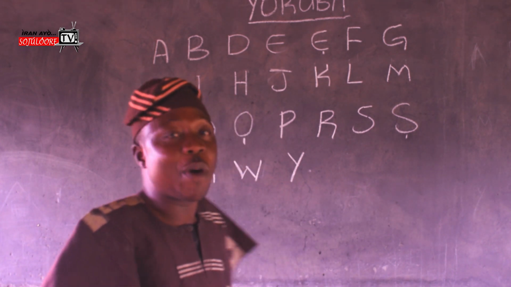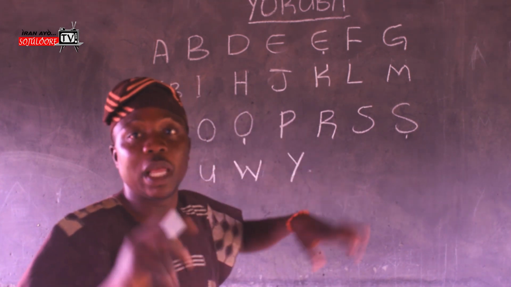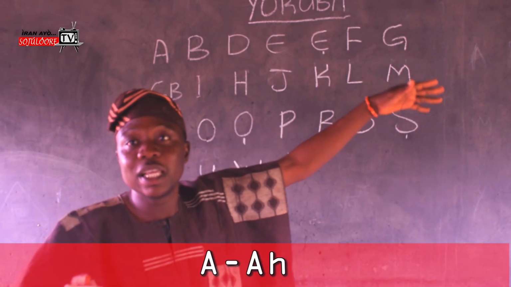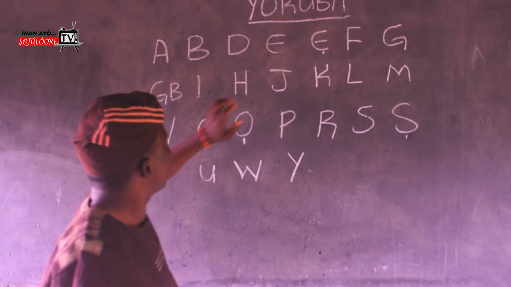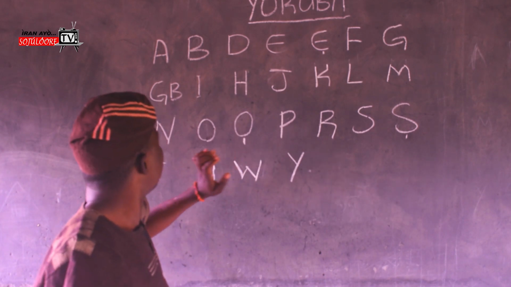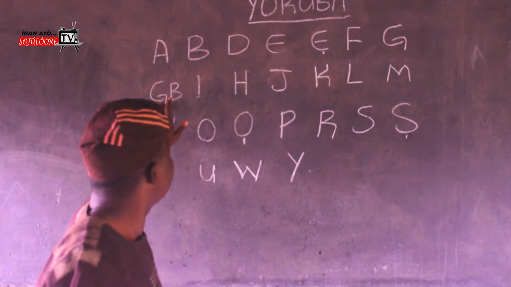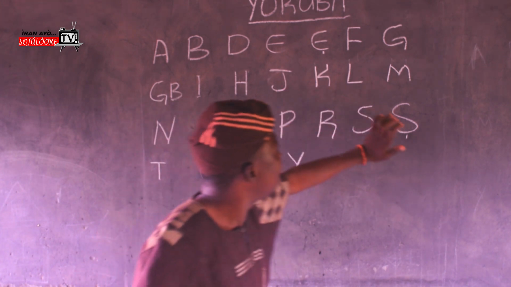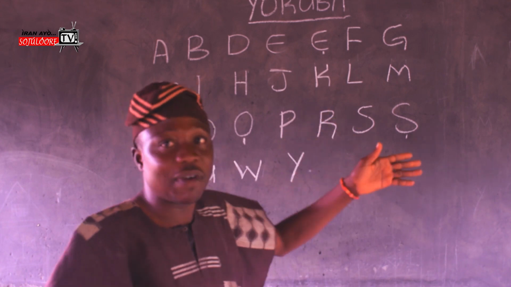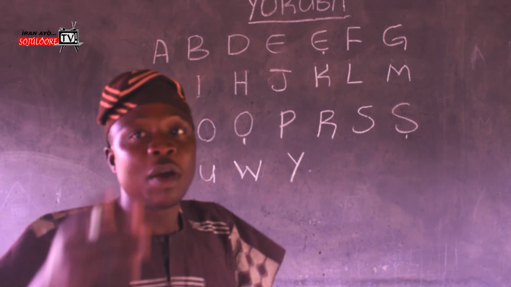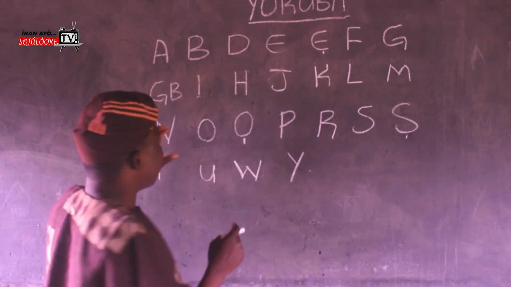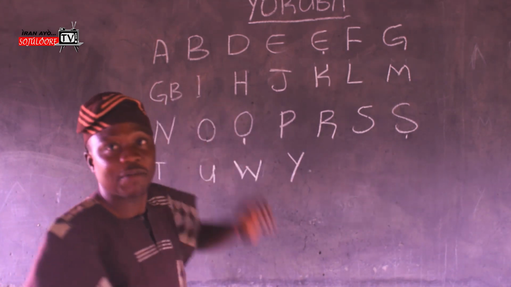As we all know, our alphabets originated from the English alphabets. In Yoruba language, we have some alphabets that are not in English: Ẹ, Gb, Ṣ, and Ọ. These four alphabets are not in the English alphabet. Although they may look alike, if you check very well, we will discover that they are not the same. Now, let me start analyzing the Yoruba alphabet.